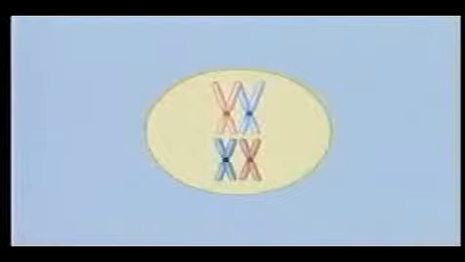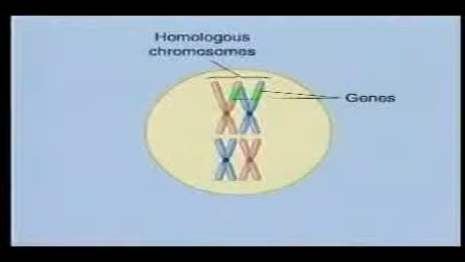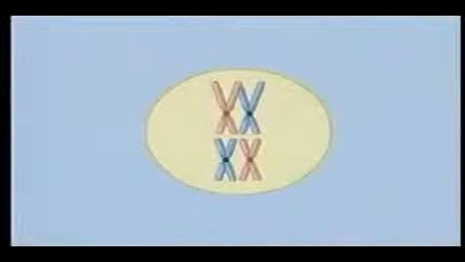The matching pairs of chromosomes, one from each parent, are called homologous chromosomes. Homologous chromosomes carry genes for the same traits and are the same size and shape. A cell that contains 2 complete sets of chromosomes is called a diploid cell.